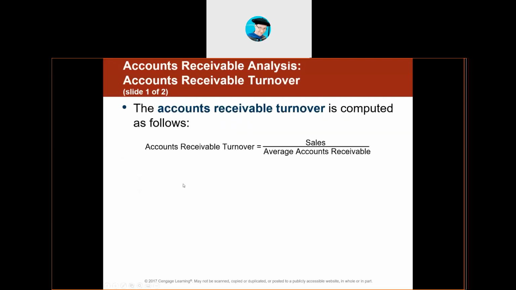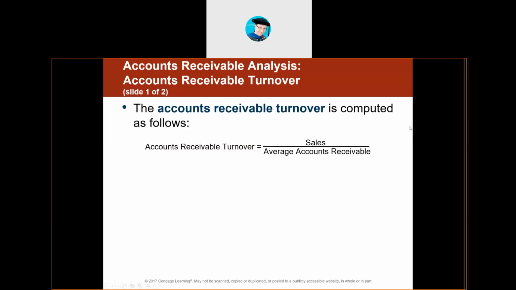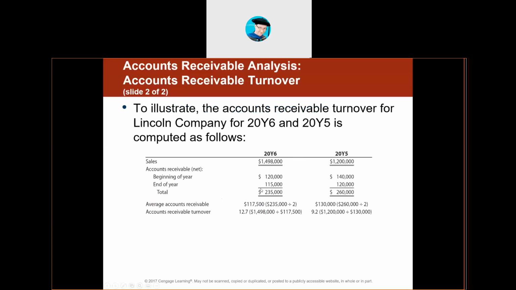The accounts receivable turnover is calculated by taking your total sales and dividing it by your average accounts receivable. To get your average accounts receivable, you take your beginning year accounts receivable plus your end year accounts receivable and divide by 2. And that gives you your average. Beginning plus end, divide by 2. That gets you your average accounts receivable. So you take your total sales divided by average accounts receivable to get you your accounts receivable turnover ratio.